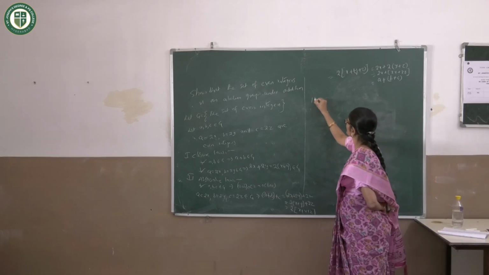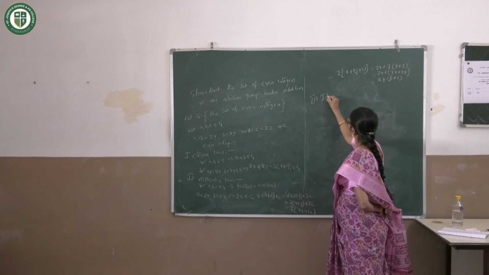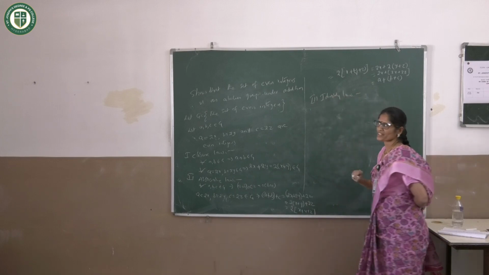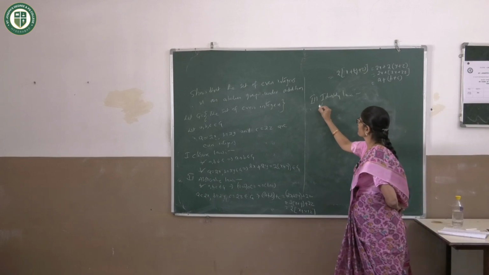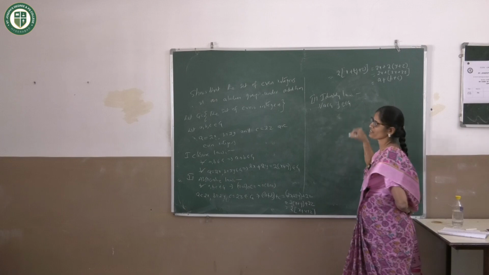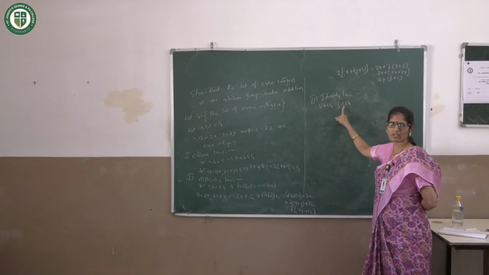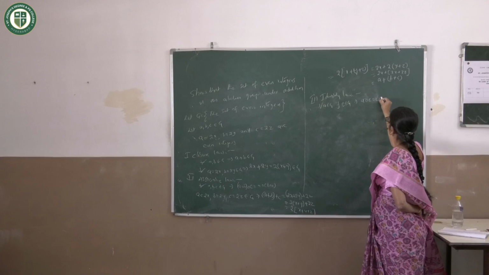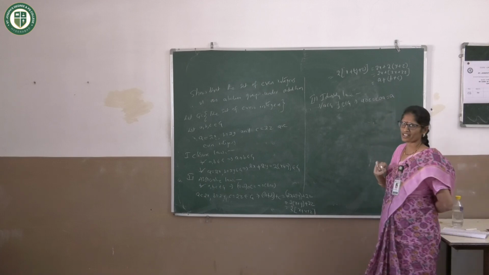Next is identity law. What is identity law? For all a belonging to G, there we don't know what the identity element is, so keep it as it is first. So there exists e belonging to G such that a circle e equals e circle a equals a. This is the condition, right?